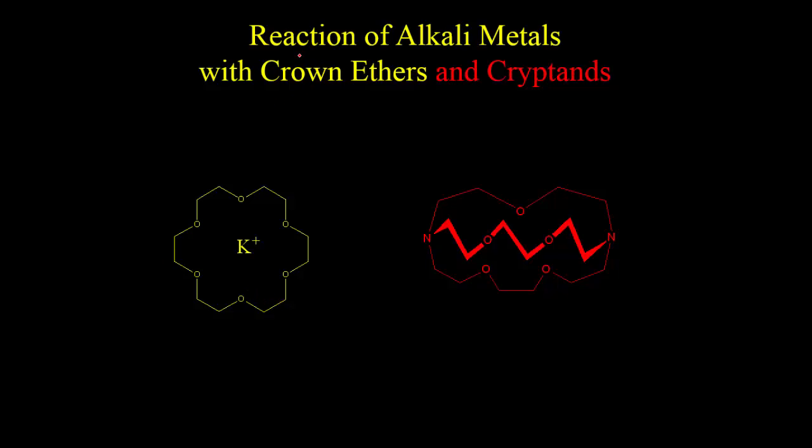Another interesting chemical reactivity of the alkali metals is their reaction with crown ethers and cryptands. This discovery resulted in the Nobel Prize in 1987 for Cram, Pedersen, and Lehn. The alkali metal ions are very similar, so how can you separate them? Well, these ligands can be designed to be specific.